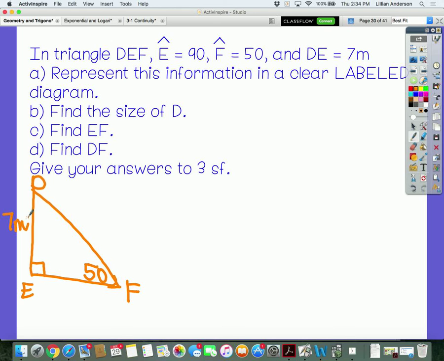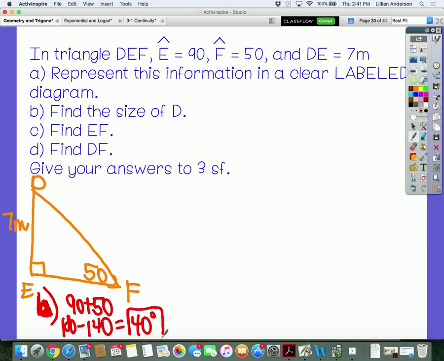So I want you to find the size of angle D. I want you to find DF and EF. And make sure if you have to round, you round to three significant figures. So, to find the size of angle D, simple enough, right? What do you do? Oh, is it sine? There's no side. I was going to find EF, and then I was like, wait a minute. Yeah, so this one's talking about angle D. It says size, not side. So how do you find D? You add 90 to 50, and that gives you 140, and then 180 minus 140, which is 40 degrees. That's angle D. Good stuff.